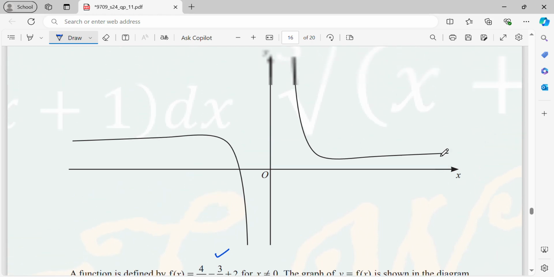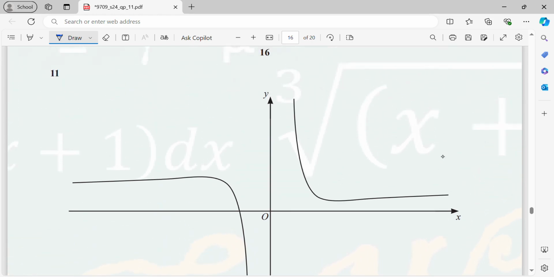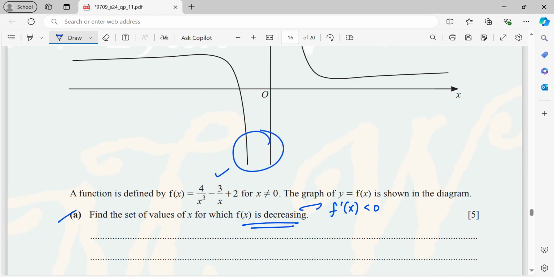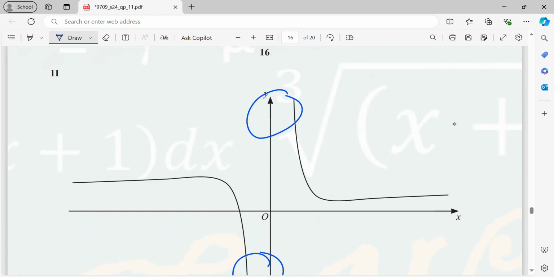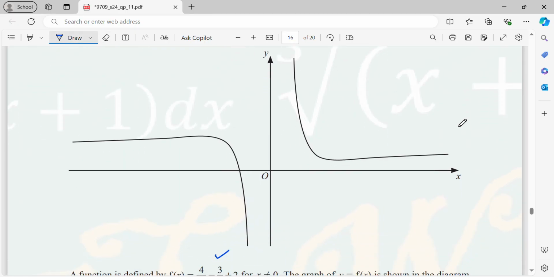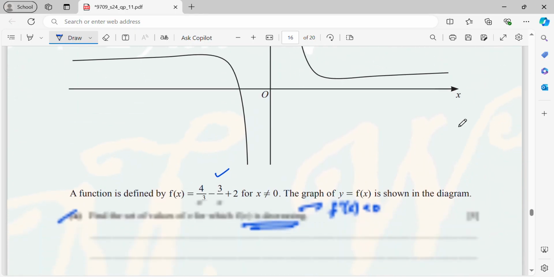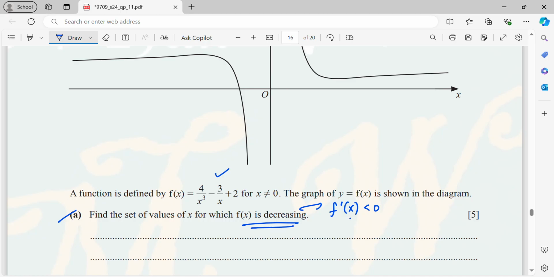Okay, but then here, since it is not a continuous graph, right? Here, there is a gap. They are not continuing, they are not joining. Therefore, I just find out when f'(x) equals 0. That will be the maximum and minimum points. Then from there, I will read the answer from the graph.